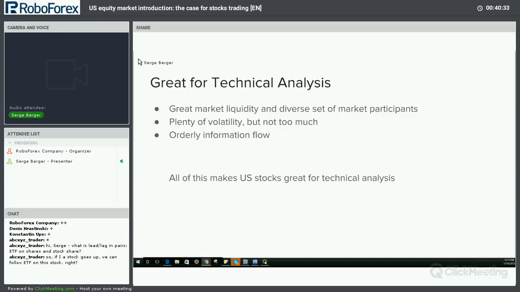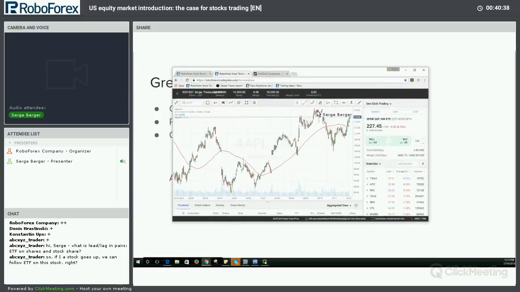Let me give you guys a couple of examples here. We're looking at, for example, the shares of Apple.